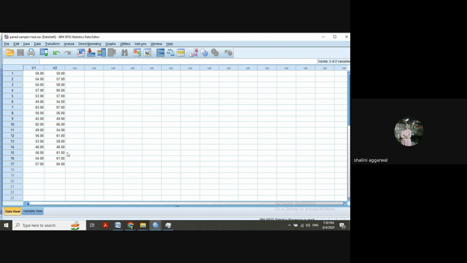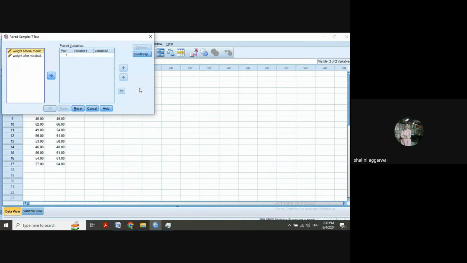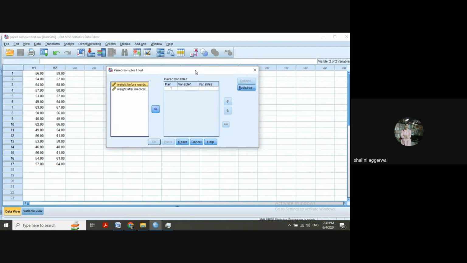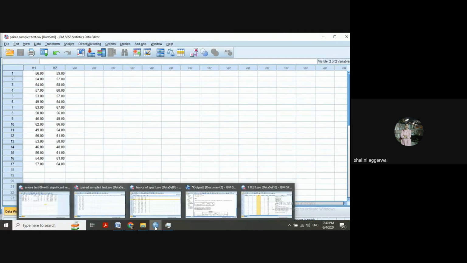So let's see. Go to analyze, go to compare means and paired sample t-test. This is the paired sample t-test. So weight before, we will put it here like this. The second variable we will put like this. They come together here as variable 1 and variable 2. What we are trying to do is compare these two variables, before and after. So click on OK. So what is the result that we will get? You know, this test is comparatively less used. This is not used much.